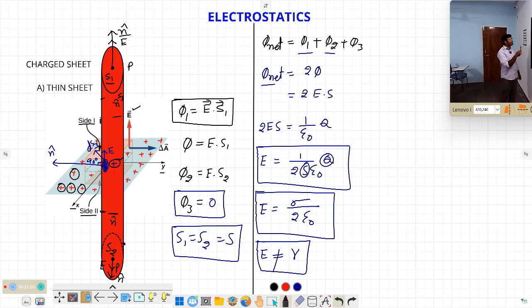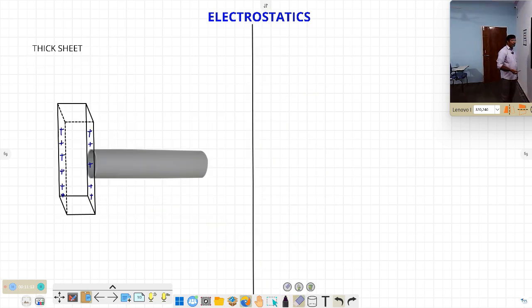We'll go for the next one, that is thick sheet. Now we'll discuss the electric field intensity due to a thick sheet. Thin sheet is over. Now what is a thick sheet? I have taken here one thick sheet, and if you observe, a thick sheet means it has a certain thickness. T is the thickness of this. So it has two sides, front side and back side. Both have charges because it is a charged sheet.